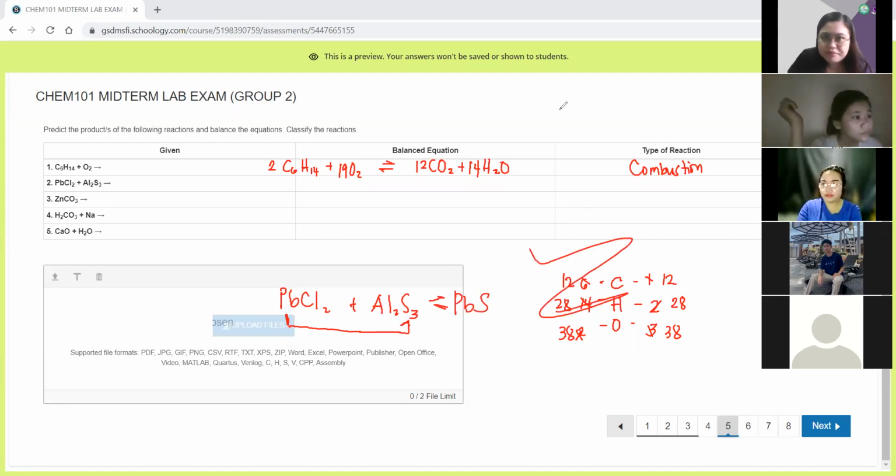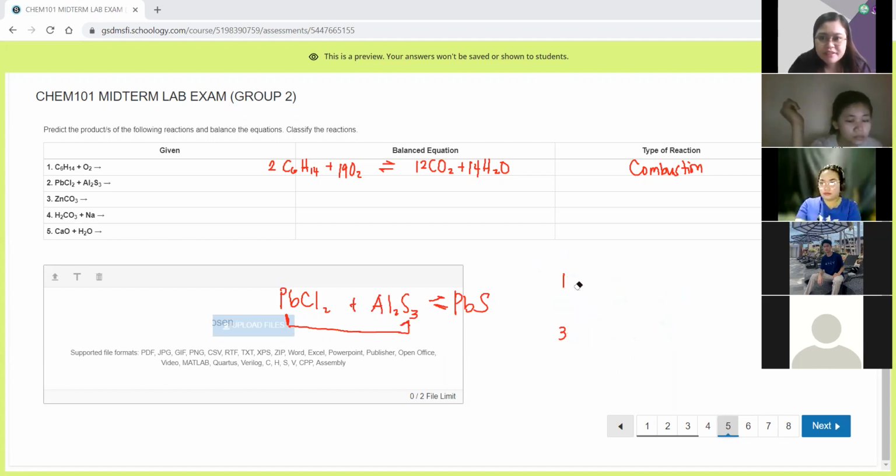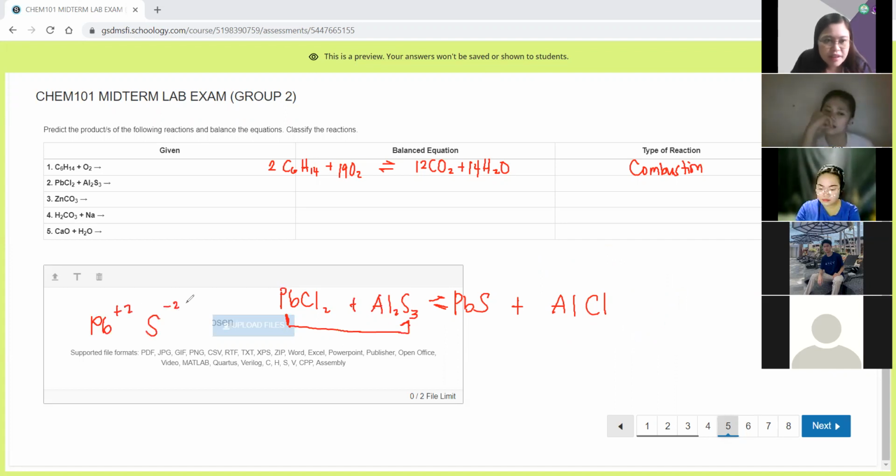Let me erase this part first. And then, secondly, aluminum will now be partnered with chlorine. But you have to check their charges first before concluding that your chemical formula is really correct. Remember that lead is positive 2 here and sulfide is negative 2. So this is equal to 0. No need to do the crisscross. So this one is already correct, PbS.